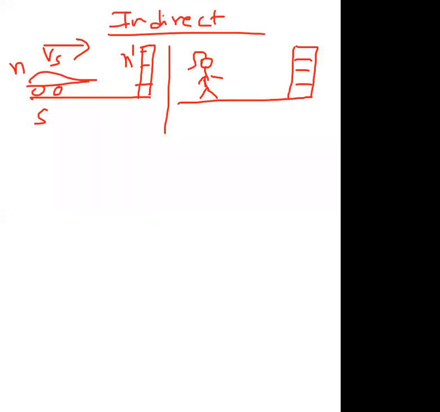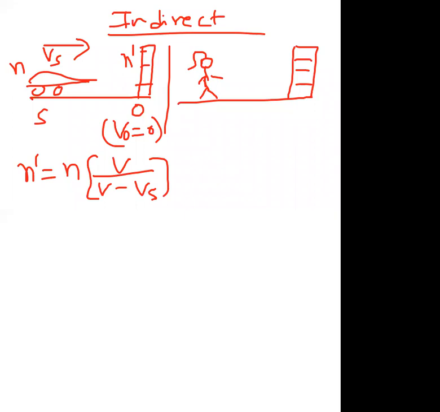Now what is the relation between N dash and N? The source is coming towards the wall. I am taking the wall as the observer. So the frequency heard by the wall, N dash, is equal to N into V by V minus Vs, because coming towards means V minus Vs. Going away means V plus Vs. I already concluded that.